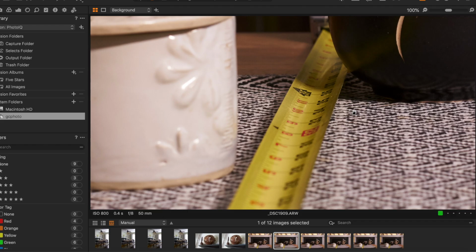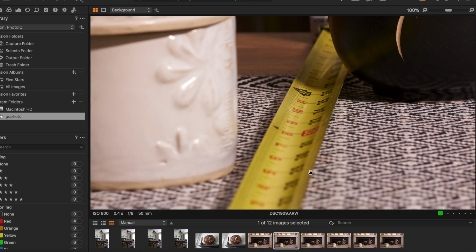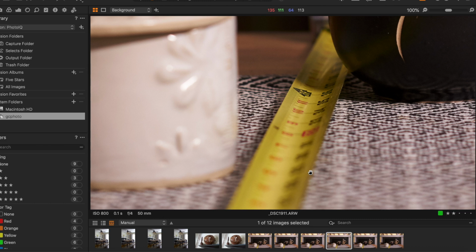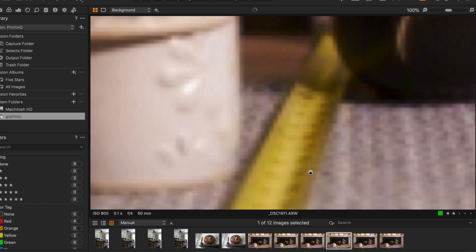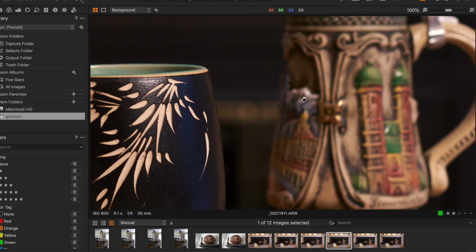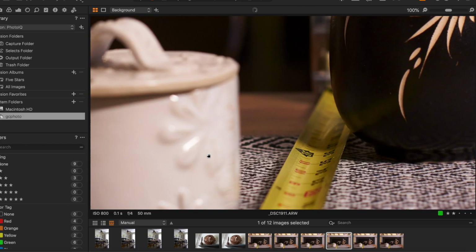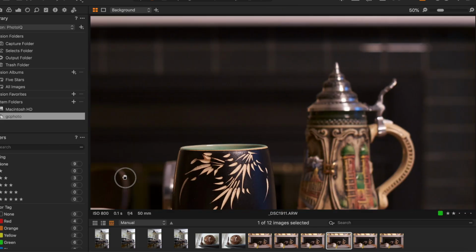So you can see at f8, see the difference? It's much more dramatic if you're looking over here. Go to the next one, f4. Now it's gotten pretty dramatic. You really can't see the detail anymore in the Stein. Let's come back to the sugar bowl. That's a big difference. Now if we zoom out, you can see that the mug is really starting to separate itself from the foreground and the background.